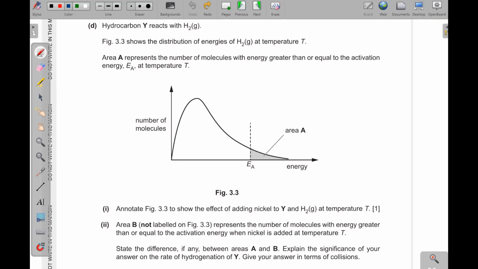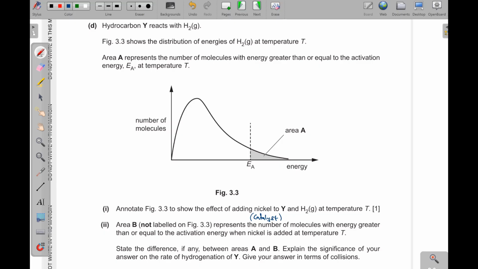And then part Roman 1 here, they are saying annotate. That means to write, just like I've been writing, okay? We draw something on that shape to show the effect of adding nickel. So if you add nickel, first of all, this one is a what? Is a catalyst in this reaction. So a catalyst provides a pathway with the lower activation energy.